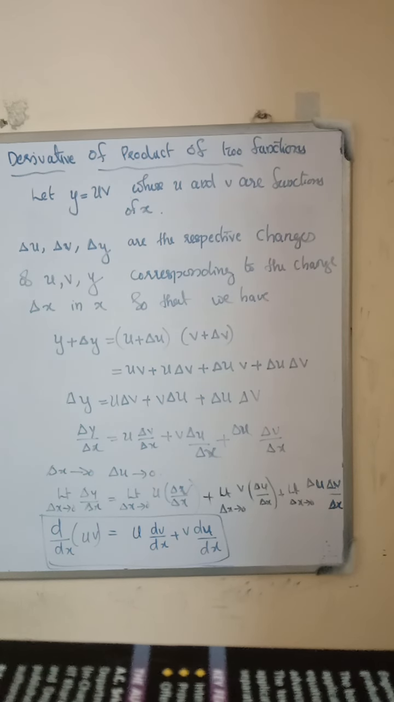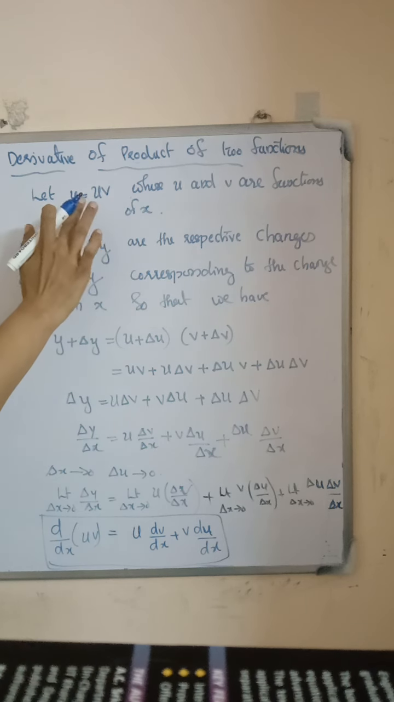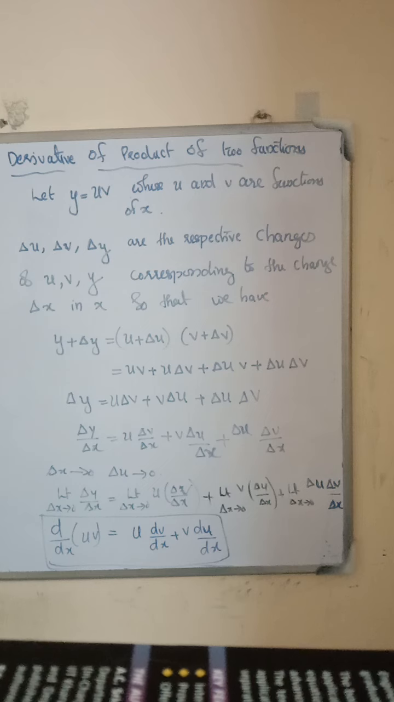Today we discuss the derivative of the product of two functions. Let y is equal to uv, where u and v are functions of x. Here y is the product of two functions u and v, where u and v are functions of x.